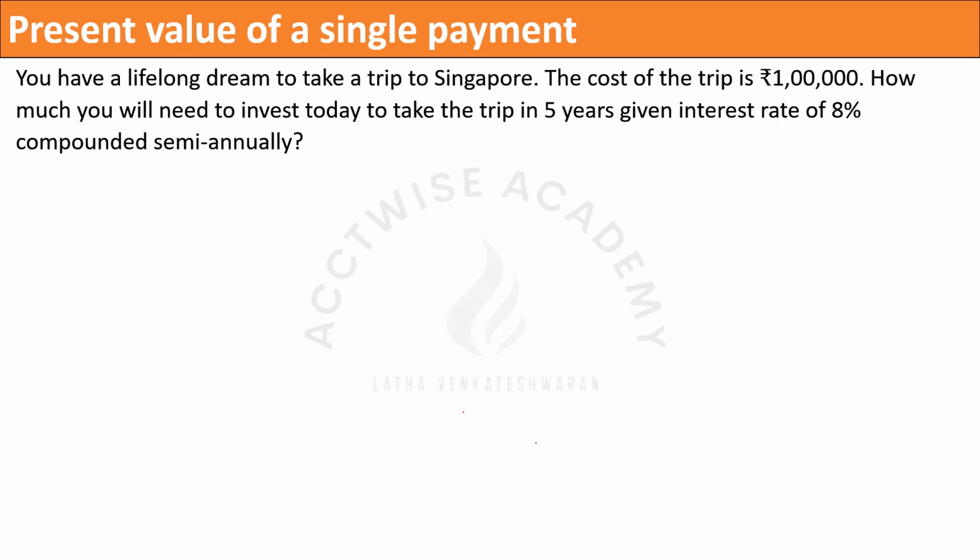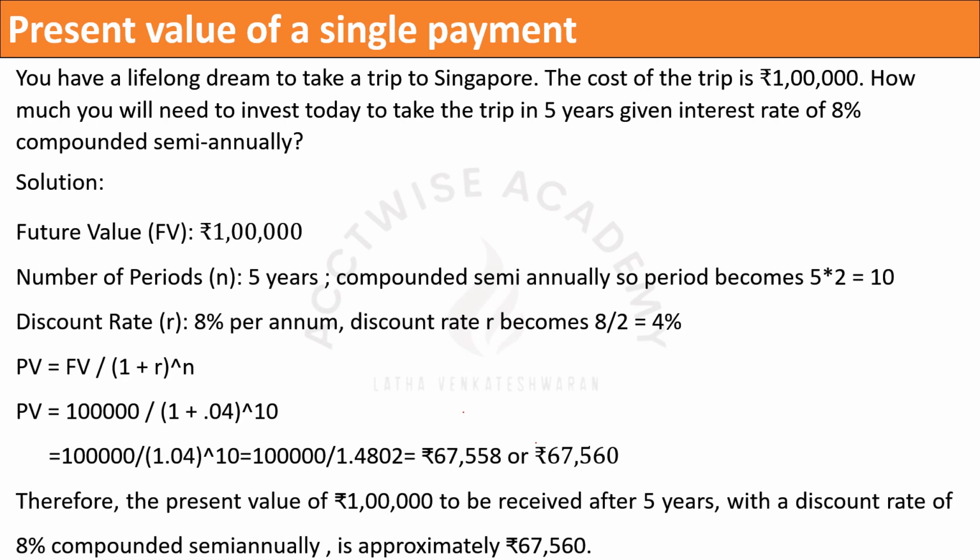The solution is, you are going to take the trip after 5 years and the cost of the trip after 5 years is rupees 1 lakh. So rupees 1 lakh becomes your future value and the number of periods is 5 years. But they say it is compounded semi-annually. What does it mean? It is compounded twice a year, or half yearly.